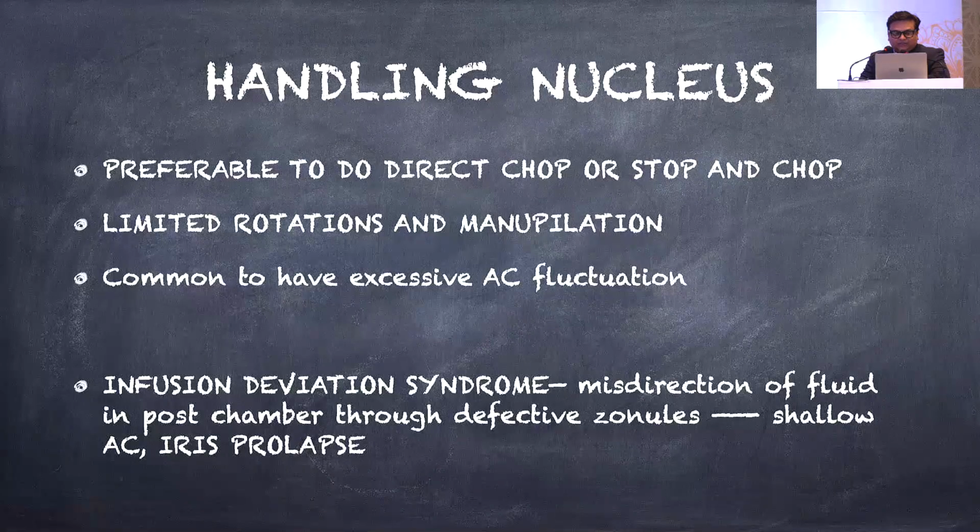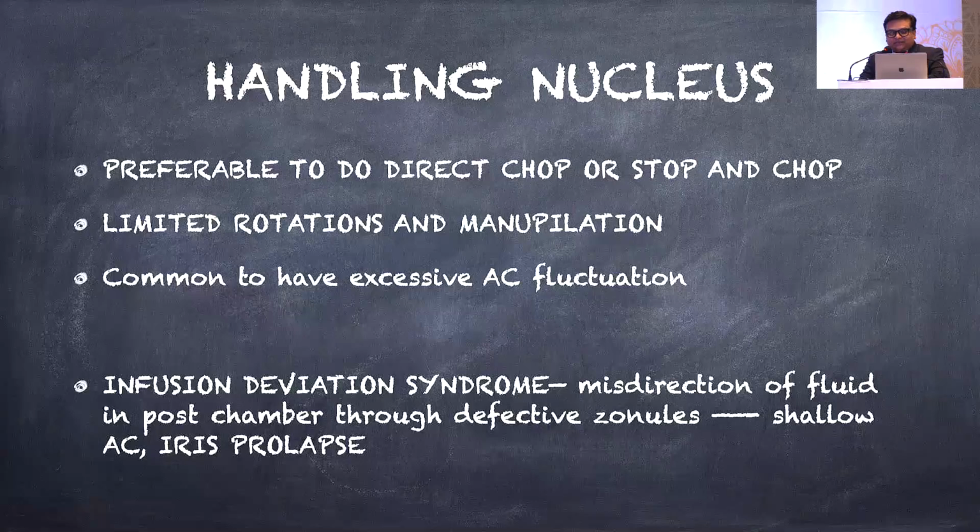As I said, handling the nucleus is also very important in these cases. Try to do a direct chop or a stop and chop, limited rotation manipulation, because you're not sure about the zonules. One very common problem which you have to be aware of in such cases is an infusion deviation syndrome, wherein the anterior chamber fluid goes behind the lens through the zonules. So wherein the AC will suddenly shallow and your iris will start prolapsing.